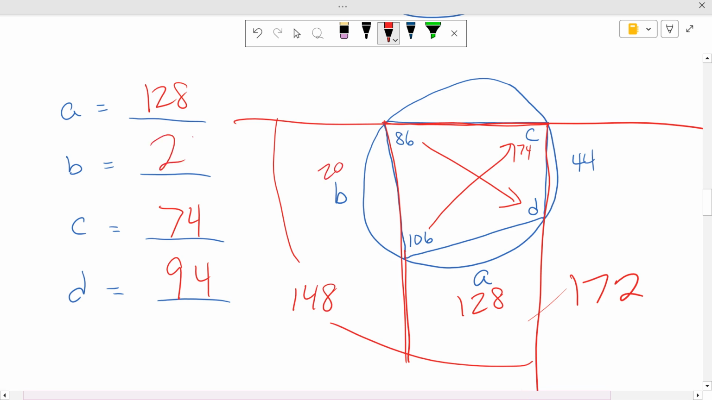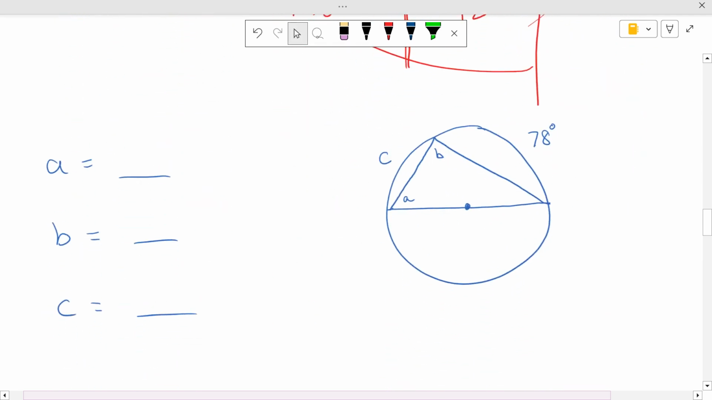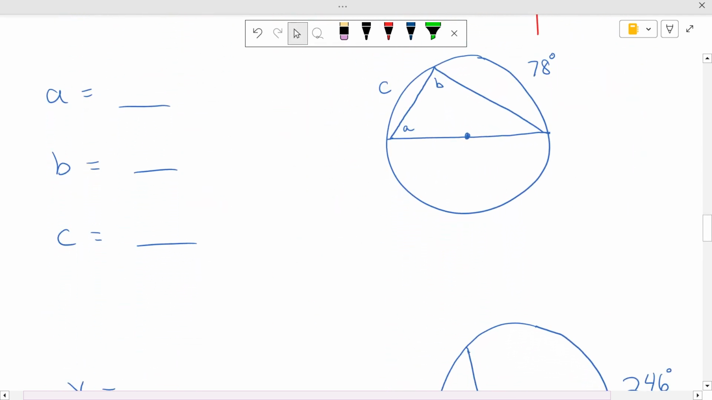Just 20. Wait, how did they get 74 and 94? Because these two add up to 180, and these two add up to 180. Okay? When you have a quadrilateral inside of a circle, then opposite angles equal 180. A is an inscribed angle. How big is A?